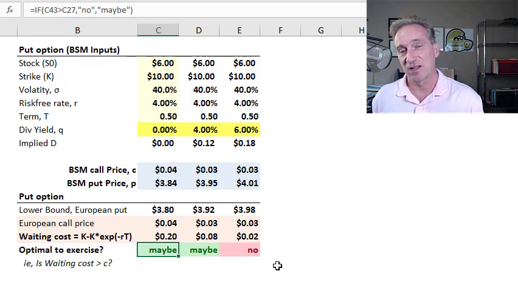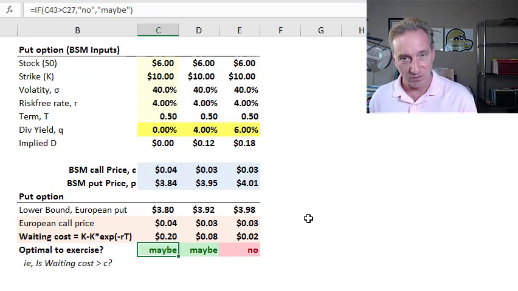But that's all in the spreadsheet that can be downloaded, and I hope that's some helpful insight into that question of, is it optimal to exercise early an American call or an American put? And you can see also the difference between the call and the put and why they're not symmetrical.